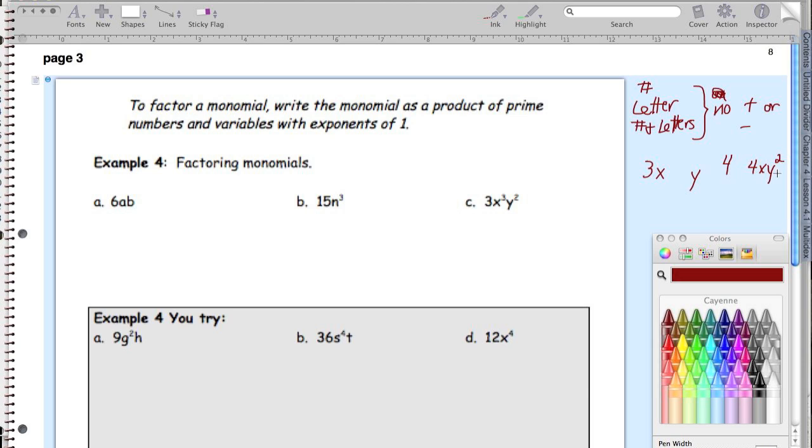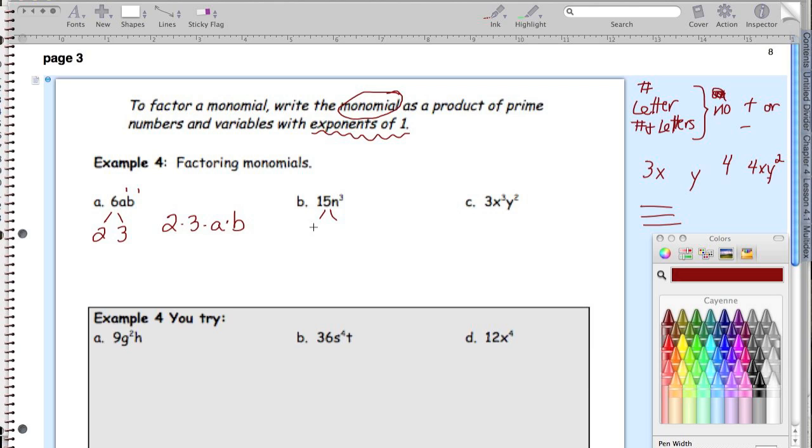These are all clumps. Later this year we'll talk about binomials, trinomials, and polynomials, but for right now let's just focus on one clump, the monomial. And these are actually really easy. It says to factor a monomial, write the monomial as a product of prime numbers and variables with exponents of 1. So what you're going to do is take your value, 6, and write it as the prime factors, 2 times 3. And then they want our exponents to have values of 1. So it's going to be 2 times 3 times a times b.